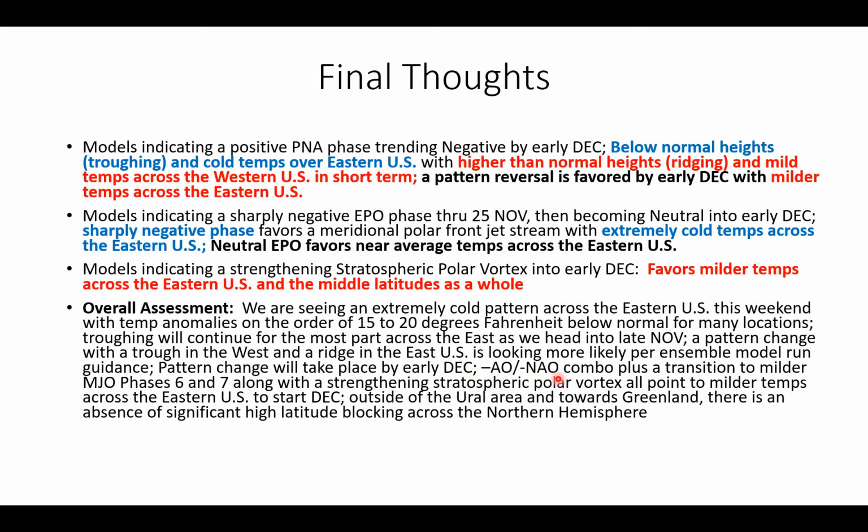The negative AO, negative NAO combination, plus a transition to milder MJO phases 6 and 7, along with a strengthening stratospheric polar vortex, they all point to milder temperatures across the eastern U.S., at least initially to start the month of December. Outside of the Ural Mountain area and basically back towards Greenland, there is an absence of significant high latitude blocking and huge upper level ridges across the northern hemisphere. Outside of these areas, really, that Alaskan ridge is finally breaking down. You just don't see that kind of strength of a ridge poking back up into Alaska anytime soon. So overall, that's what we're looking at. This is the overall assessment.